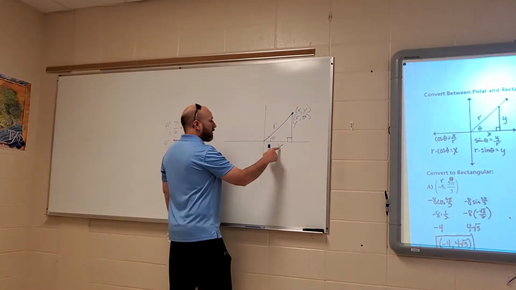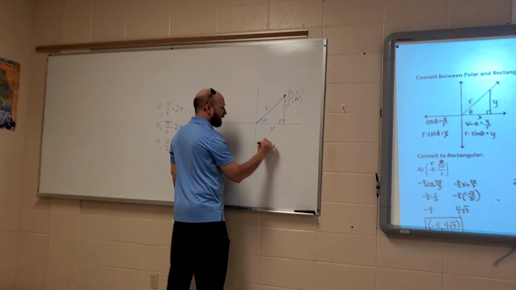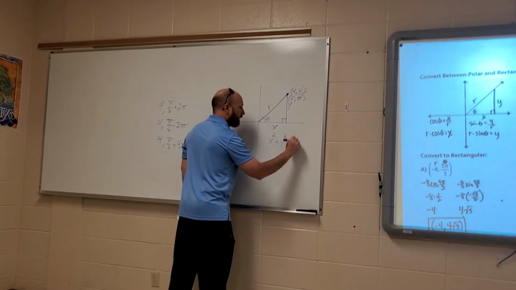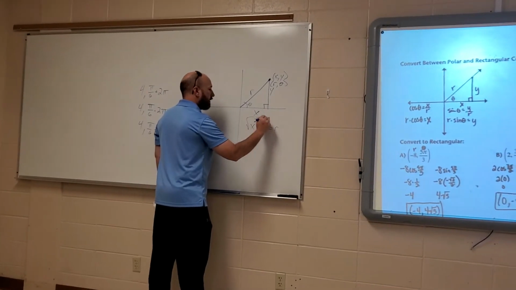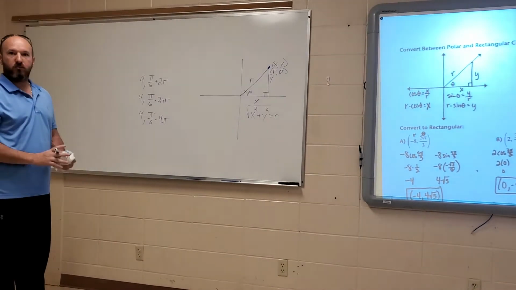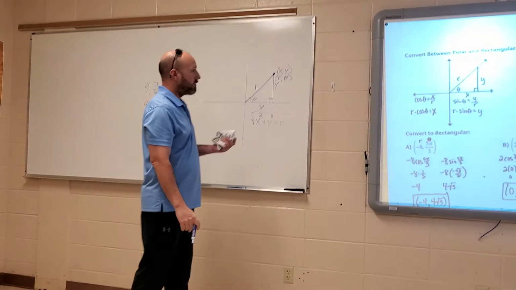Well, what did that ancient mathematician named Pythagoras say? Well, he said that x squared plus y squared is the hypotenuse, or r squared. So then if you just take the square root, the square root of x squared plus y squared is r. Okay? So that's easy. We can do that.